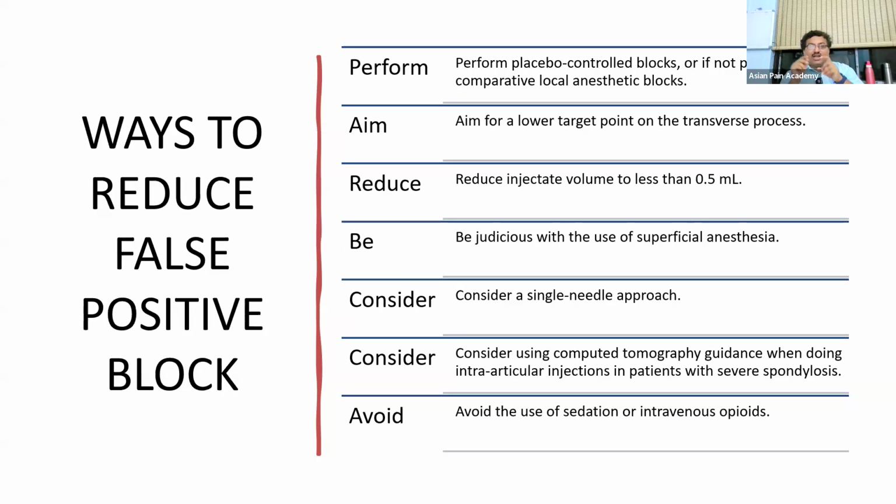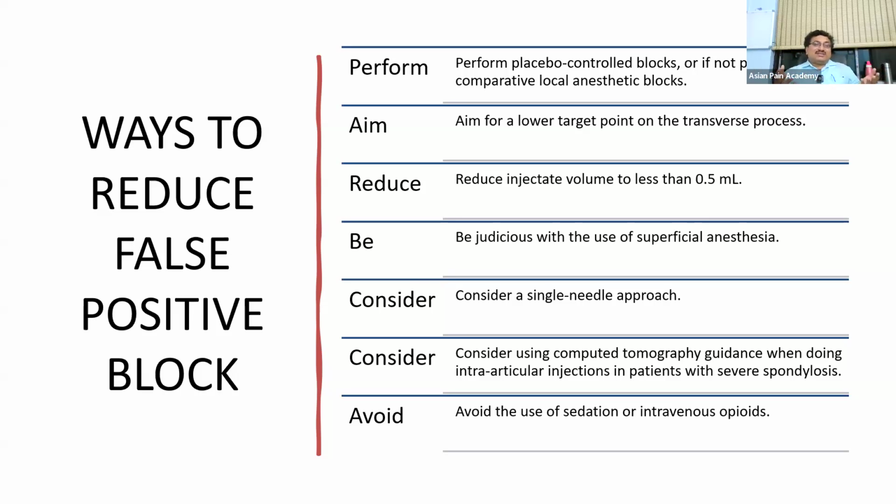Then aim at the lower part of the facet joint. If you are in the upper part, there are chances of your needle moving up and going towards the foramen, giving a false positive. Reduce the volume injected. Do not go more than 0.5 ml of the drug, because in those cases the chances of rupture and spillage to the nerve roots are more. Be judicious to use superficial anesthesia.